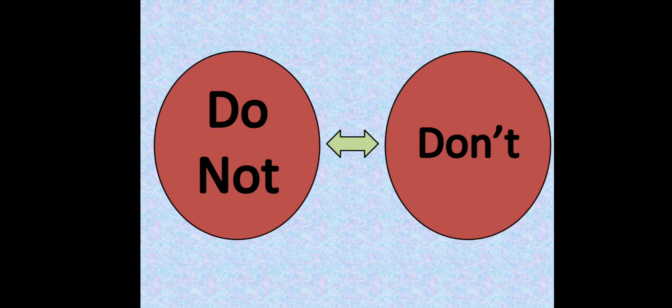Now the next word is do not. To write the contraction of do not, here we remove O of not and in place of O we use an apostrophe sign. So the contraction becomes don't.